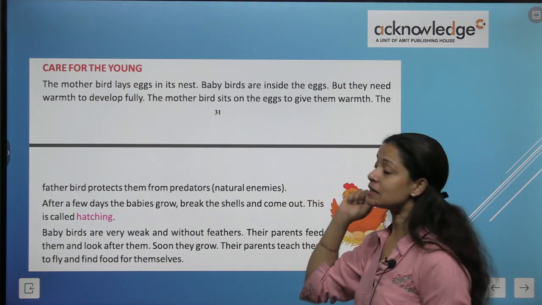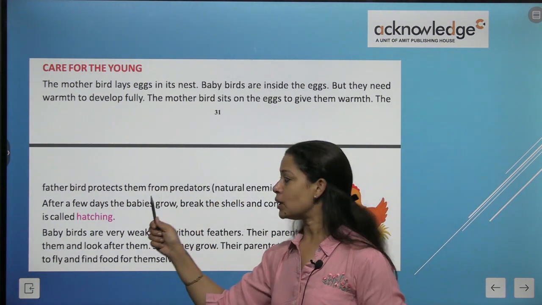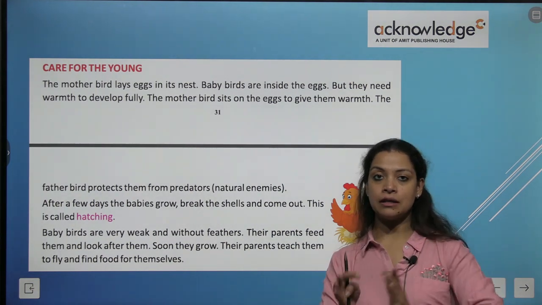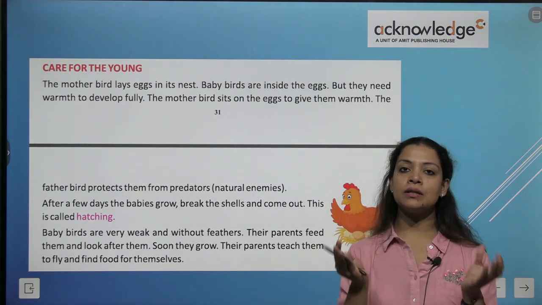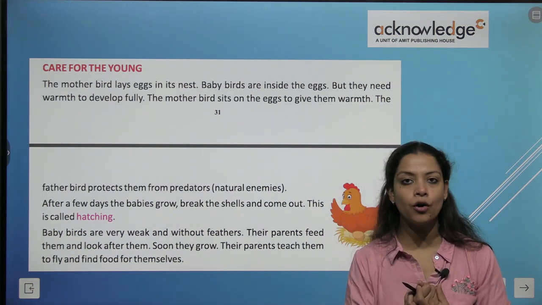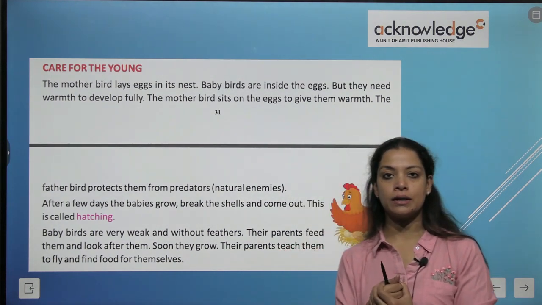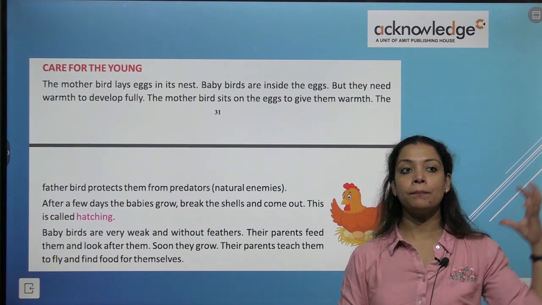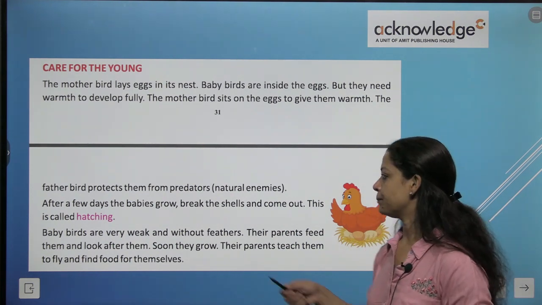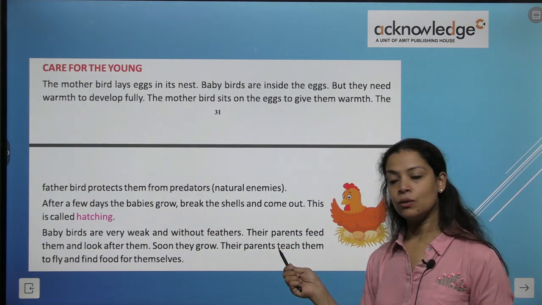The mother bird sits on the egg to give them warmth. The father bird protects them from predators. So they have a family, mother bird, father bird and babies. So mother bird, उनको warmth देने के लिए they sit on it so that they are covered and protected and they feel the warmth. Father bird क्या करते हैं? They act as a guard, as a security, and they protect them from predators, from other harmful animals जो उनको नुकसान कर सकते हैं.